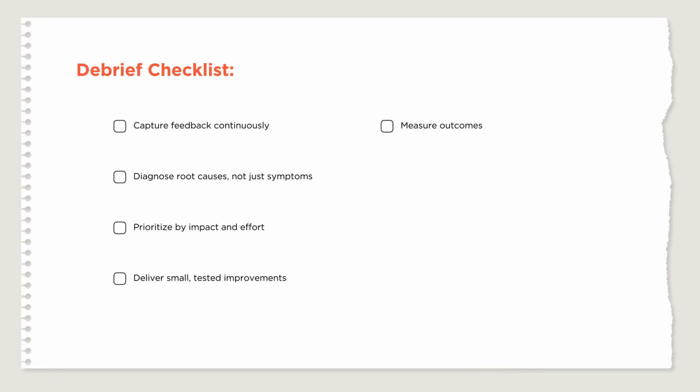Before we wrap up, here is your simple checklist. Capture the feedback continuously. Diagnose the root causes, not the symptoms. Prioritize by impact and effort. Deliver small, tested improvements. Measure the outcomes. Repeat. If you follow these steps, your Dynamics 365 system will never stagnate.